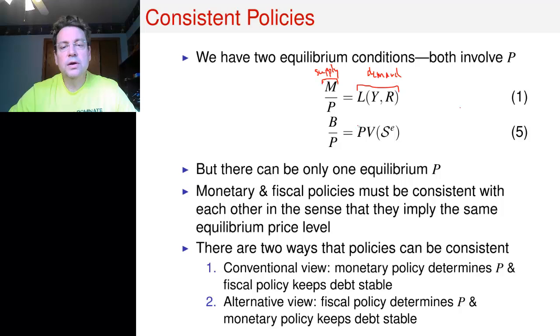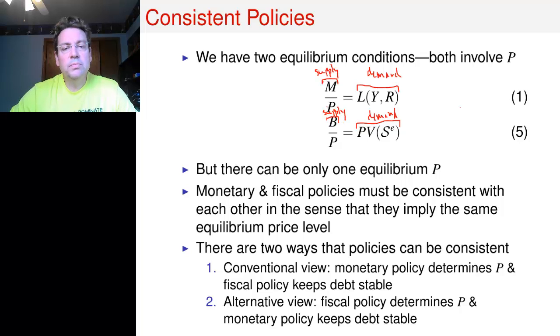Similarly, down here we have that the demand for real bonds depends on what's backing them, what gives them value, which is these future surpluses. And the left-hand side is the supply of real bonds.